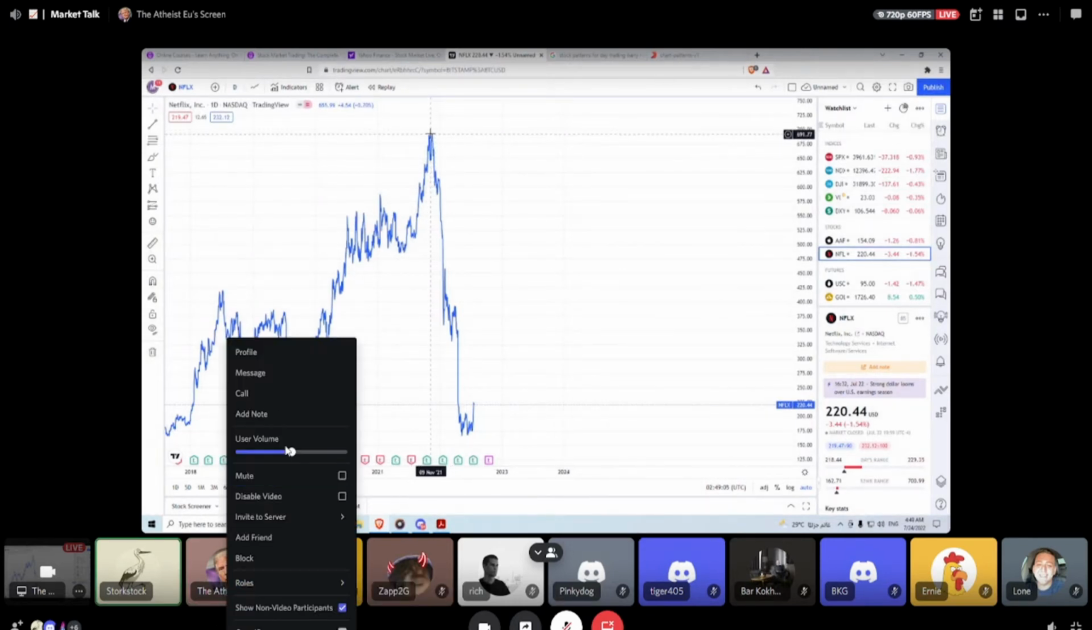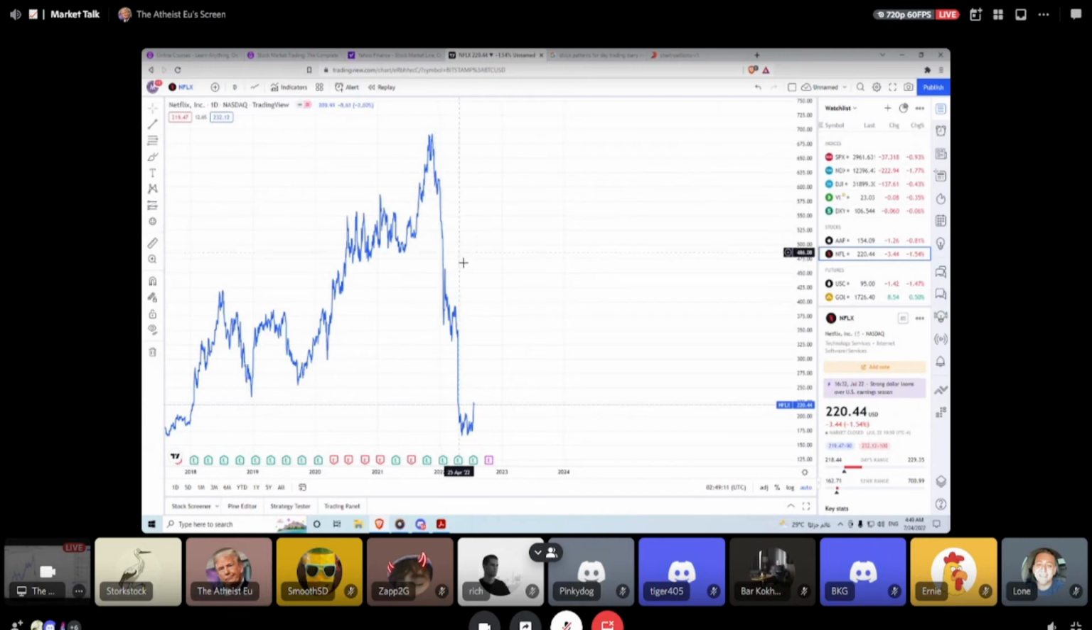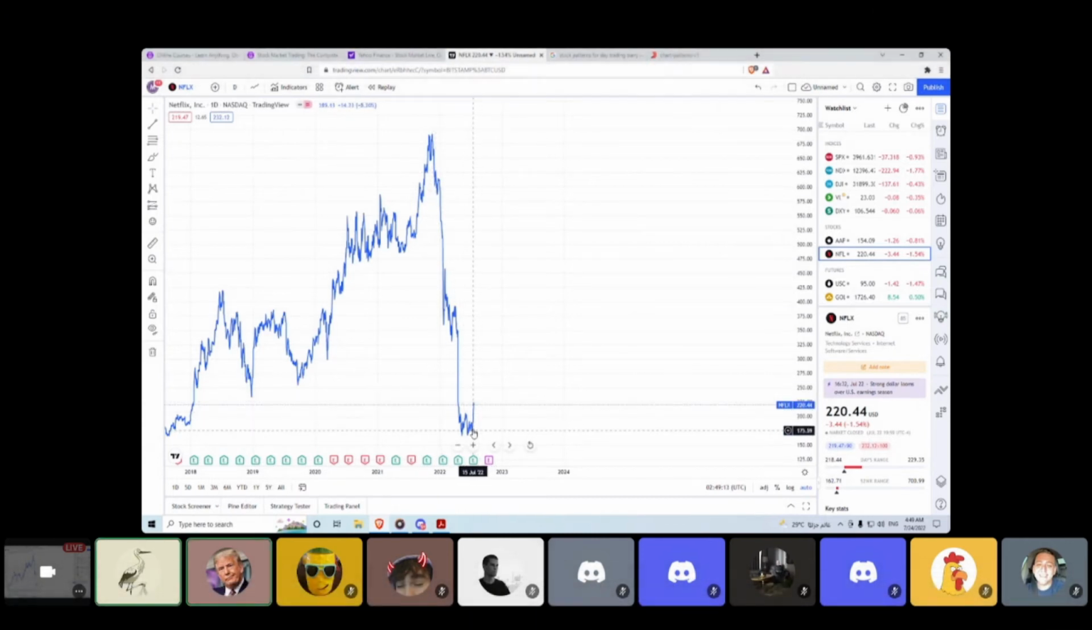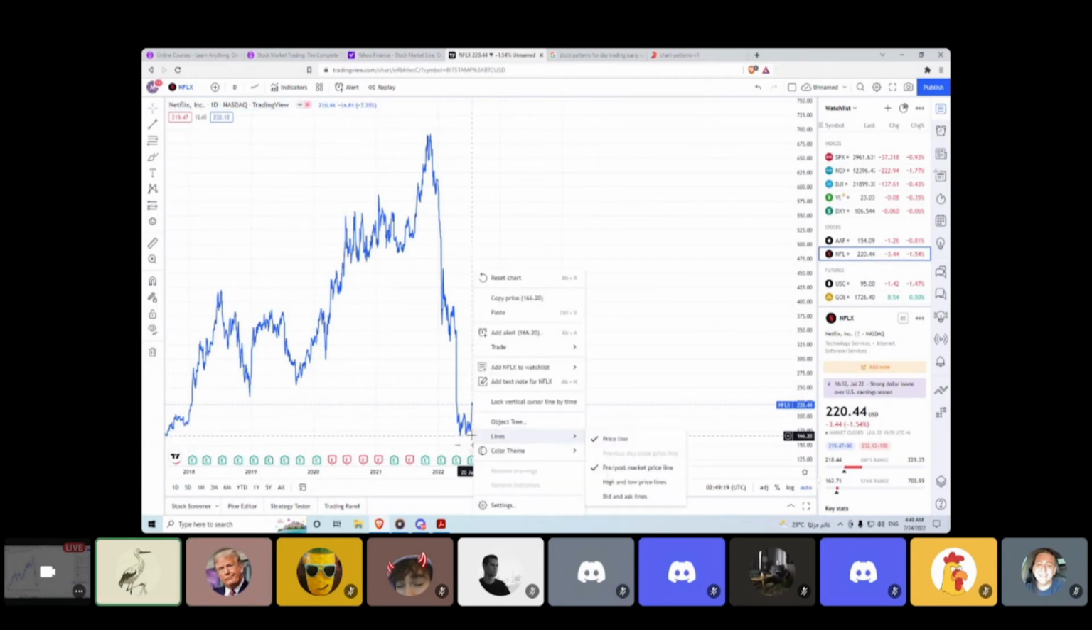So draw a line right underneath where it bounced from. On 1691, right at the bottom, that double bottom. Go down more. Right there, that's the double bottom. So draw a resistance line right there.